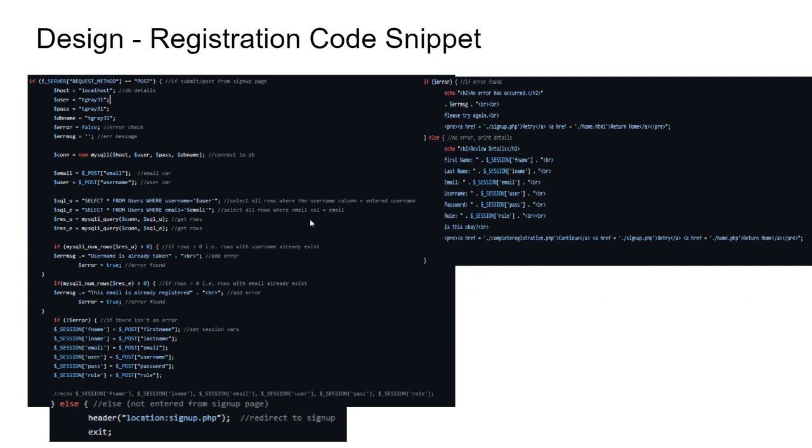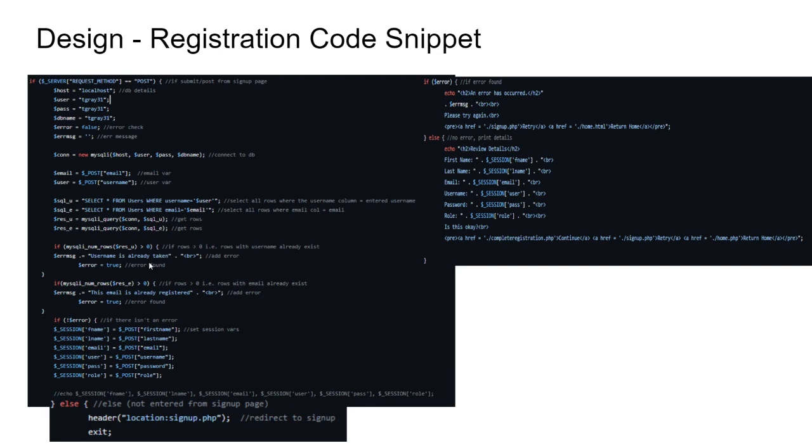This code was used for the sign-up validation page. So here, as seen before, we have all the details ready for setting up a connection to the database, and the variables email and user are established. And here, under SQL underscore U and E, it tries to find all the rows where the username and email are those variables.